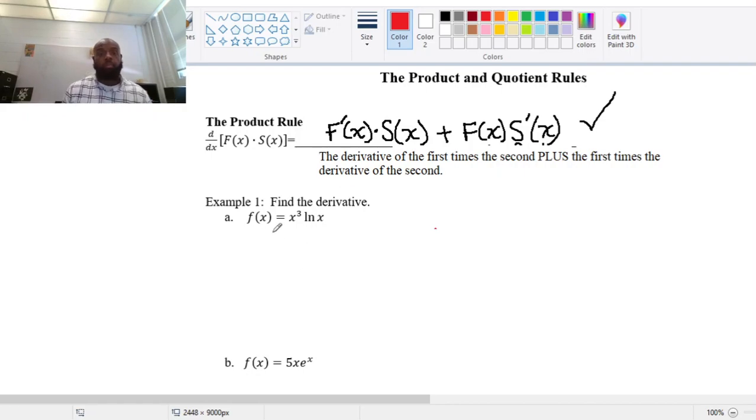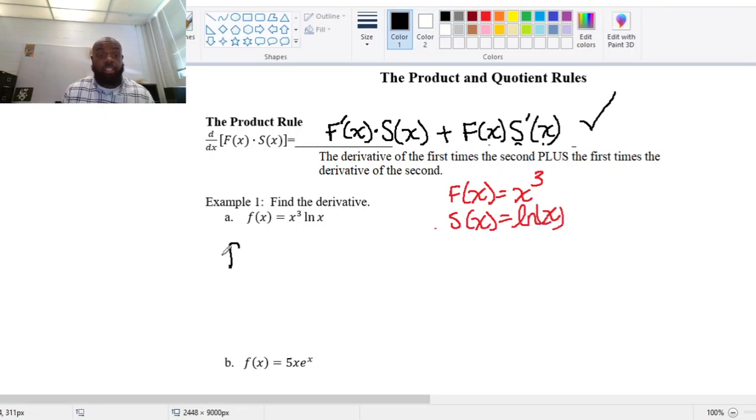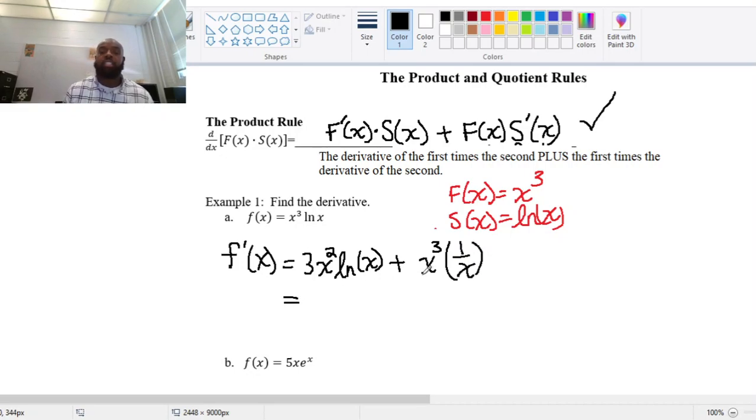And so my first function, I'm just going to do some scratch work. My first function is x cubed, and my second function here is the natural log of x, right? And so when I do my derivative, I'm going to say f prime of x is the derivative of the first function, which is 3x squared, times the second function, which is ln of x, plus the first function, so I'm just going to copy it down, times the derivative of the second function. The derivative of natural log is 1 over x. And so notice this is x cubed over 1, and so one of the x's cancels. So I can simplify this and say that that's plus x squared, all right?